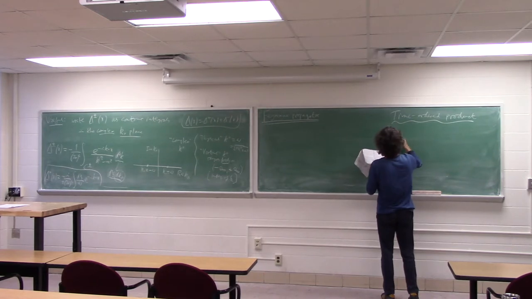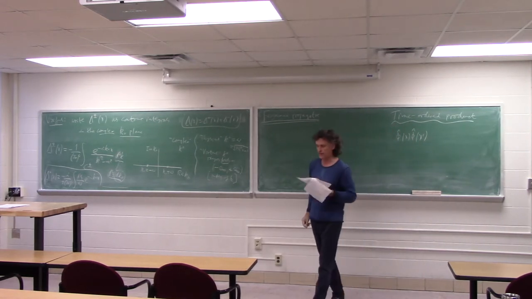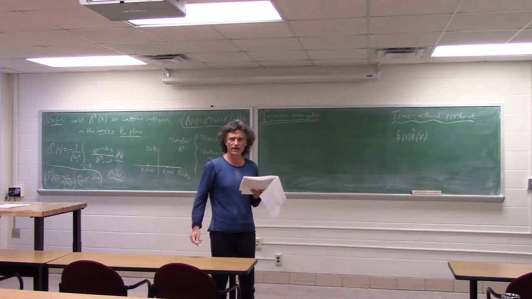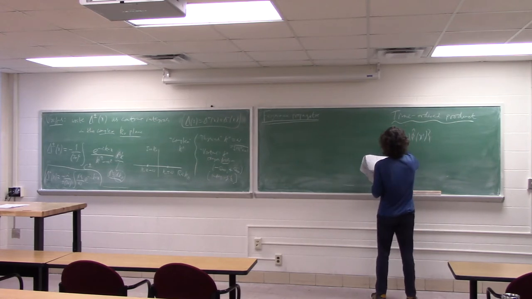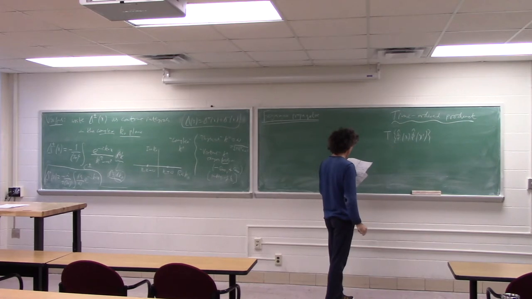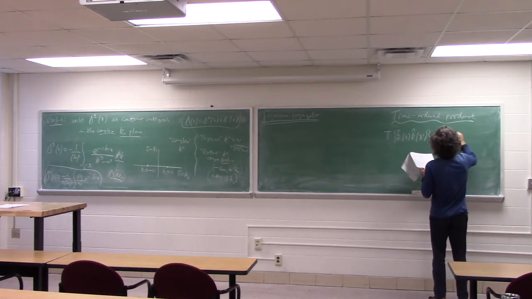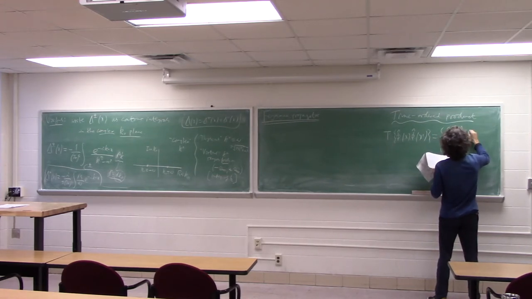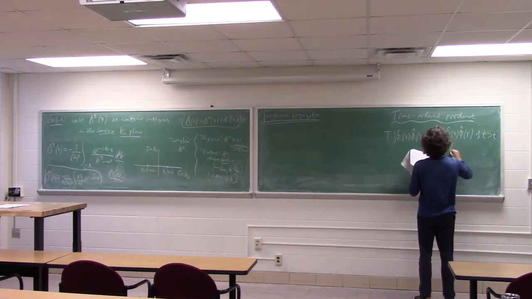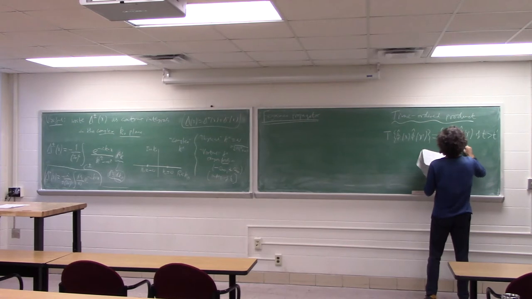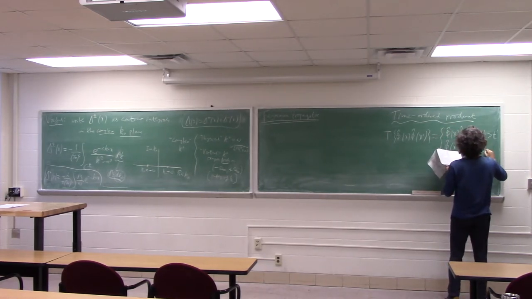So let us say I have a product of field operators at two arbitrary space-time points, x and x prime. And again, just to confuse you, instead of x and y, I'm going back to x and x prime. Let's define the time-ordered product of this product to be equal to phi x phi x prime if t is bigger than t prime, and you swap the order, it becomes phi x prime phi x, if t prime is bigger than t.